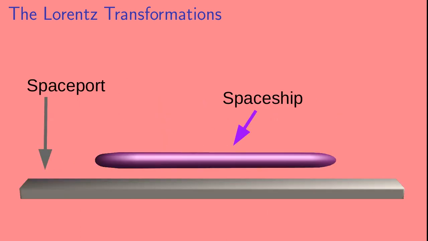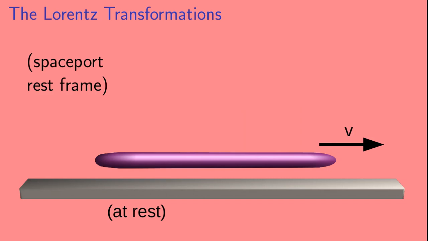Okay, let's return to our situation of a spaceship flying past a spaceport. We will work in the spaceport rest frame. The spaceship is moving to the right with velocity v. An event, like two rocks colliding, occurs at some space-time point. Observers stationed on the spaceport and the crew of the spaceship would like to describe when and where this event occurs.